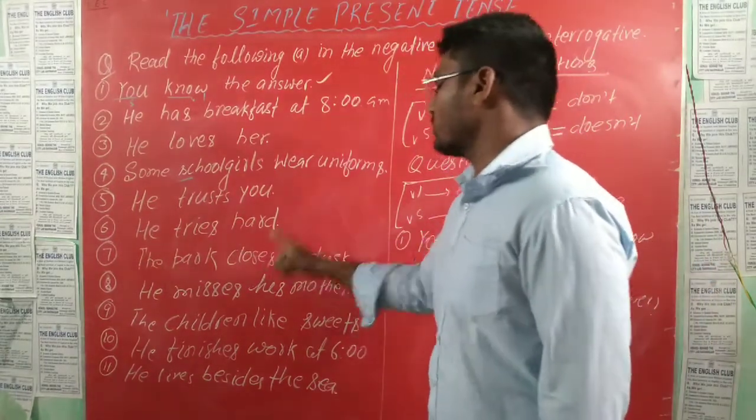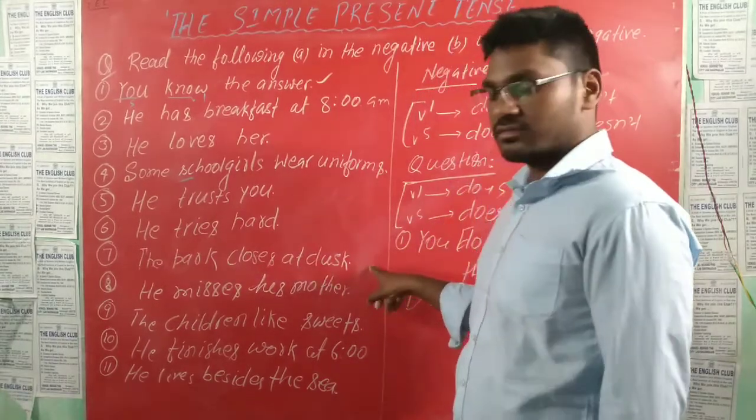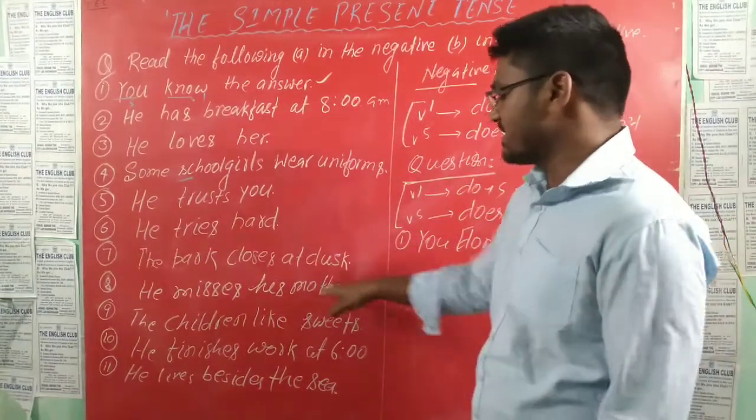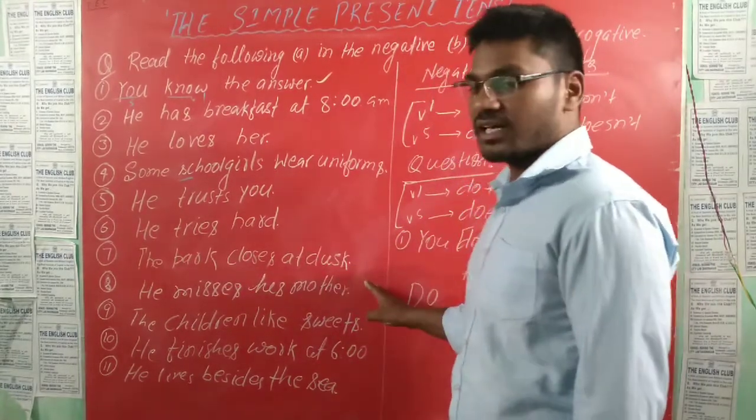The park does not close at dusk. Does the park close at dusk? Next. He misses his mother. He does not miss his mother. Does he miss his mother?